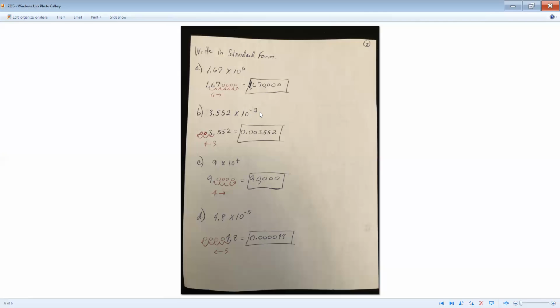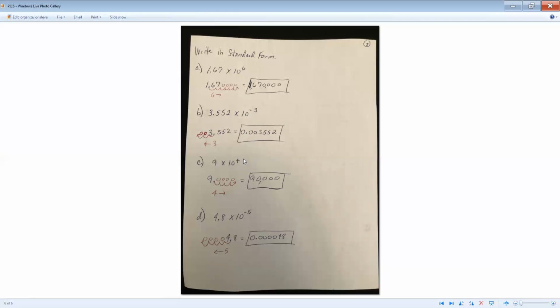In the next one, 3.552 times 10 to the negative 3rd power. Since it's negative, I want to have a negative effect on that 3.552. So I want a number that's smaller. So I'll take my decimal to the left, 3 places. One spot is taken up by the 3, and then for the other 2 spots we use zeros as placeholders, and that'll be 0.003552.